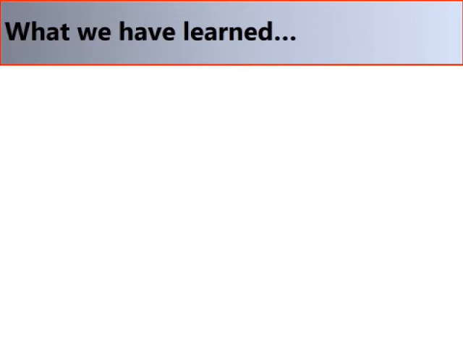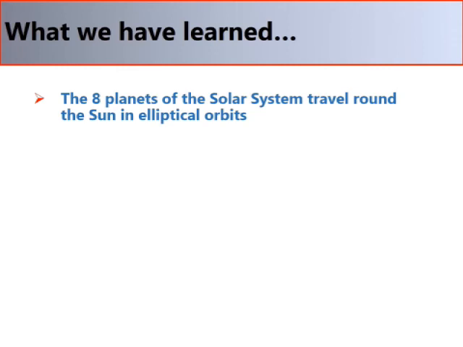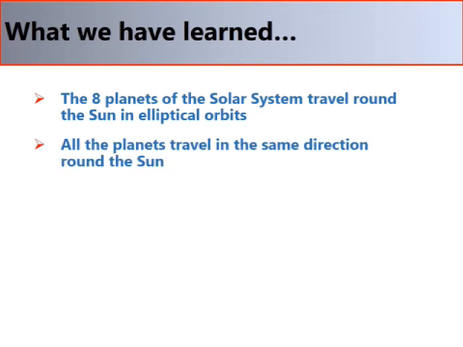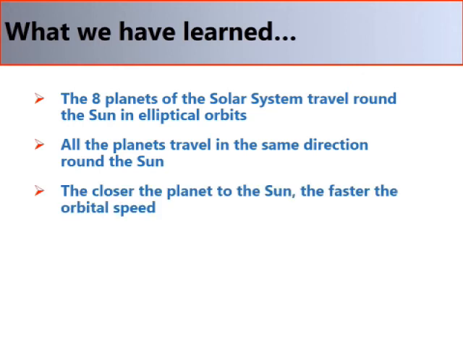So let's look back. What have we learned today? So you saw that the 8 planets of the solar system travel round the Sun in elliptical orbits. They look almost circular, but they are actually elliptical. All the planets travel in the same direction around the Sun. And the closer the planet is to the Sun, the faster the speed.